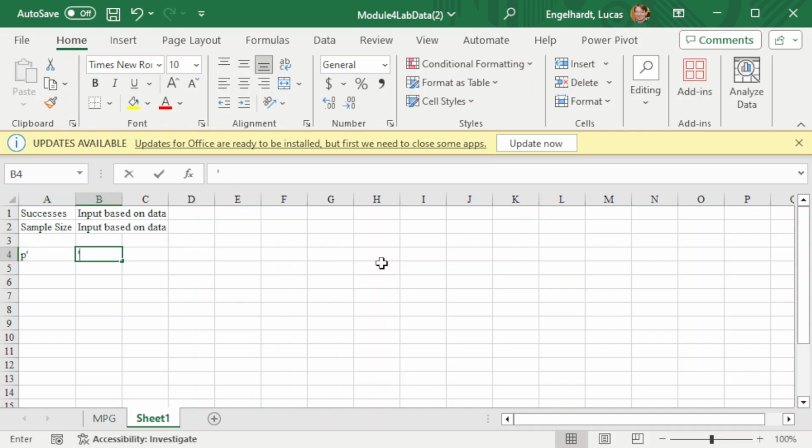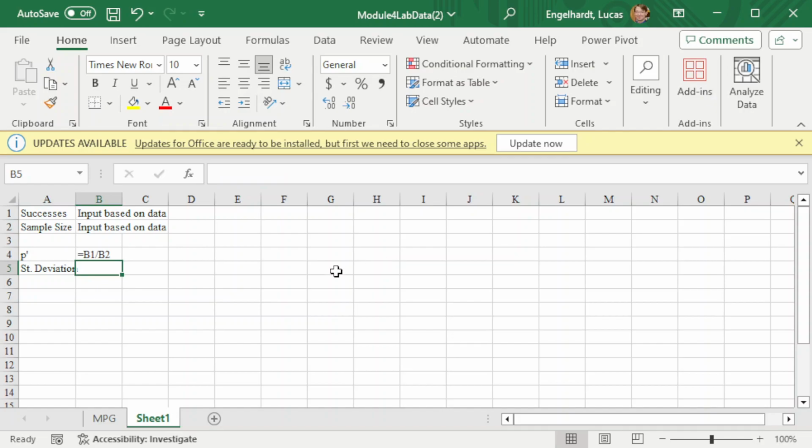So the formula for that one, if you're putting this formula in, do not include the apostrophe. I'm just including it so that you can see the formula. It won't go away after I'm done typing. Right? So this is going to be B1 divided by B2. So all we do is take the number of successes, divide by the sample size. That tells you what percentage of your sample has that particular trait. The next thing we need is a standard deviation.